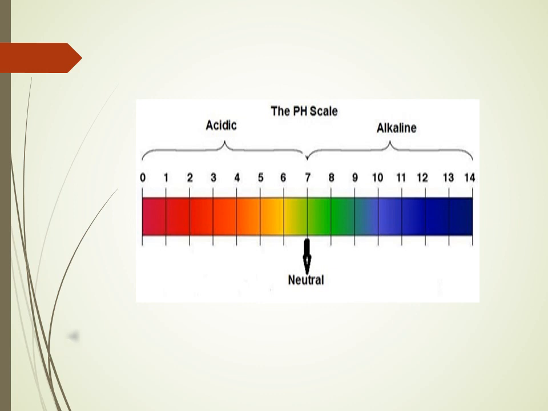In the same way, in case of a basic solution, the pH value is greater than 7, and in this case, it will turn red litmus paper blue, the methyl orange indicator yellow, and the phenolphthalein indicator pink, because the phenolphthalein indicator gives a pink color in a basic medium, and that's why in a basic solution it shows the pink color.